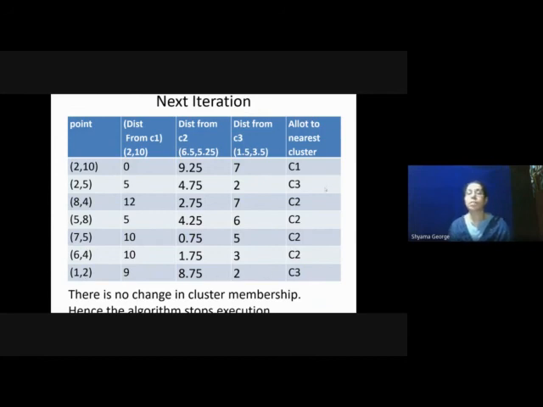This cluster membership is the same as the previous iteration. Since the cluster membership is not changing, there will be no change in the cluster centers also. So the algorithm stops execution here. This is how the K-means clustering algorithm works.